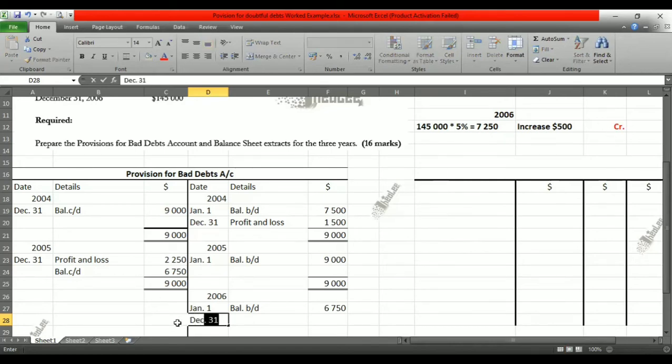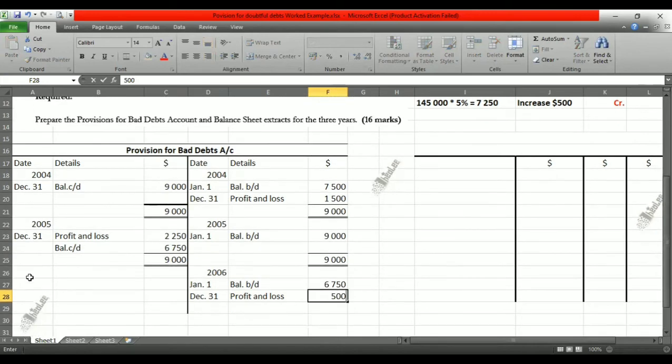So that's December 31st, details, profit and loss, because our profit and loss account is the other item affected, and our profit and loss account will be debited because once there is an increase in the provision for bad debts account or the provision for doubtful debts, the very same thing. The provision, therefore, is an expense. We're only recording the increase, and that is $500.